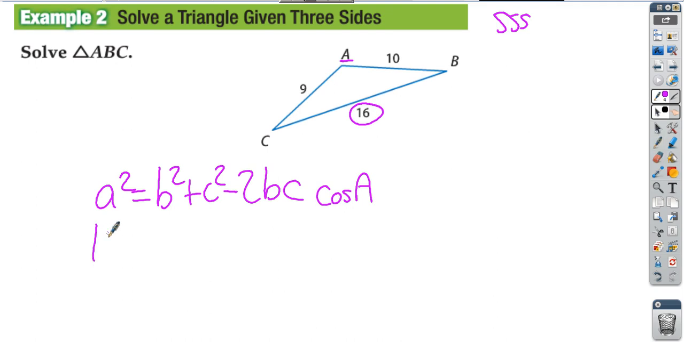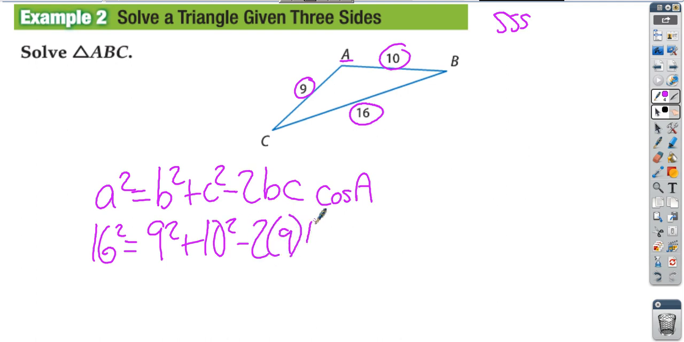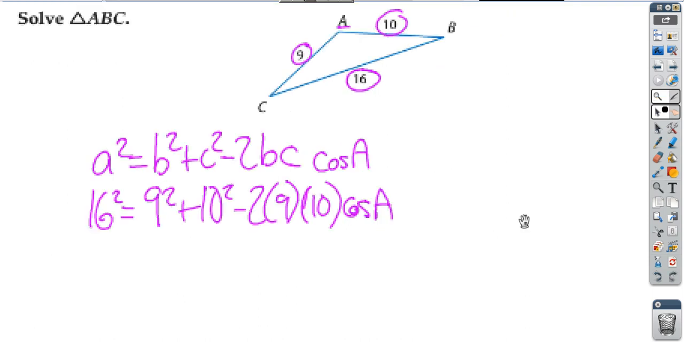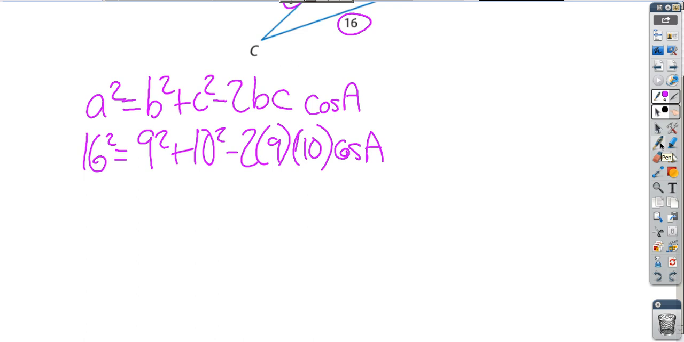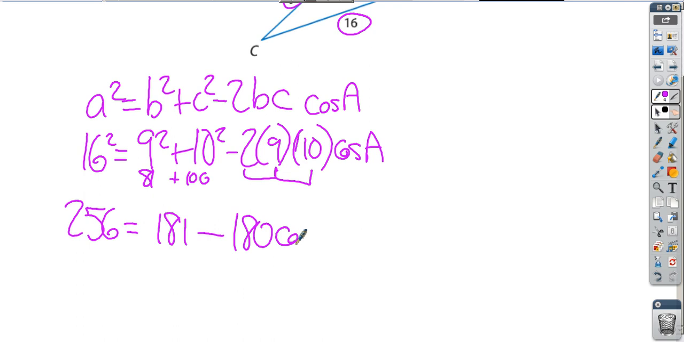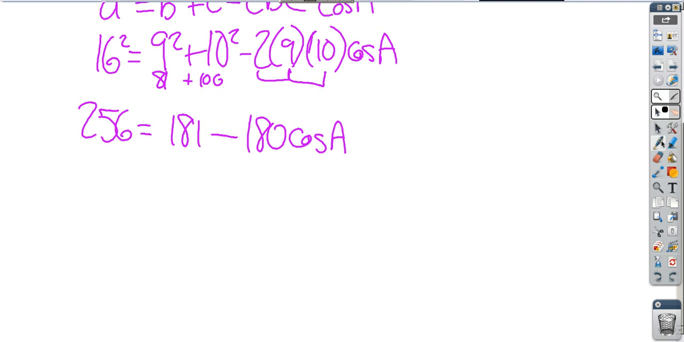So side A is 16, so 16 squared equals side B is 9, 9 squared plus side C is 10 squared minus 2 times 9 times 10. And obviously we don't know what angle A is. We know everything else though, so this shouldn't be too bad. So let's simplify this. 16 squared is 256. This is 81 plus 100, which is 181. Minus 2 times 9 is 18, and 18 times 10 is 180. Again, we want to avoid the mistake of doing 181 minus 180. We cannot do that because this is being multiplied, and you have to multiply before subtracting.